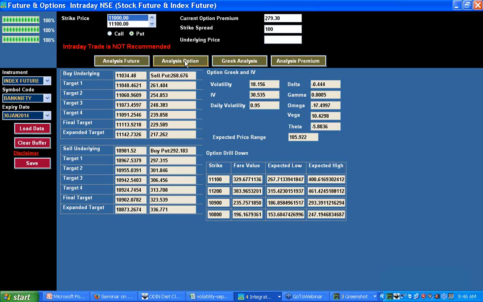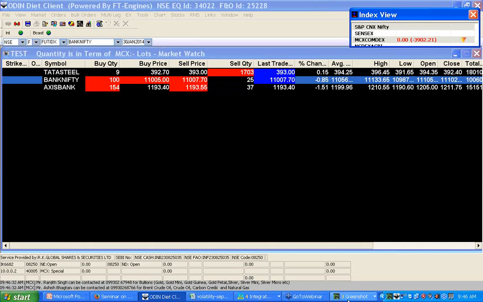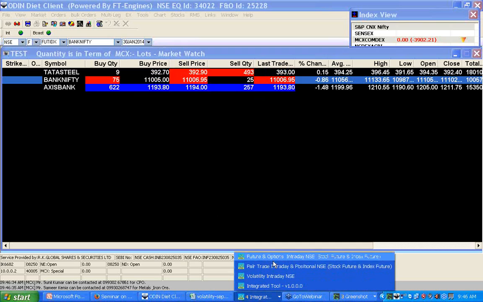So here it says that the trade is not recommended because the implied volatility is too high as compared to the volatility, which may result in the decay in the time value. So you may not get rewarded in this. So better to avoid these things. So this is for the intraday options. 11,000 call option it has recommended us. However, 11,000 put option it has not recommended us.